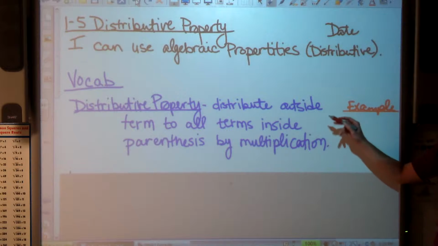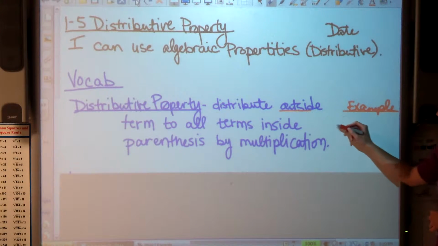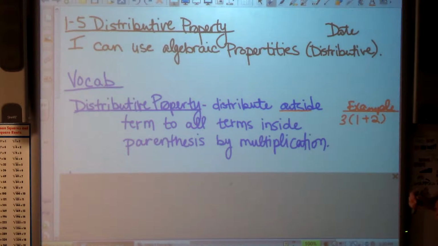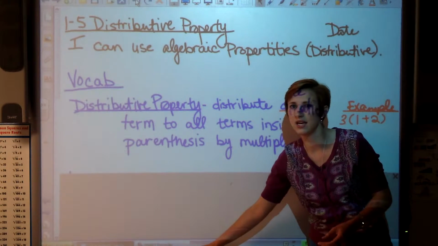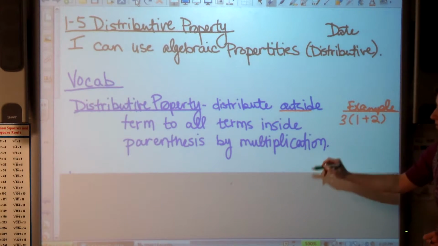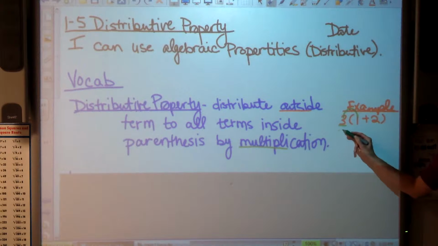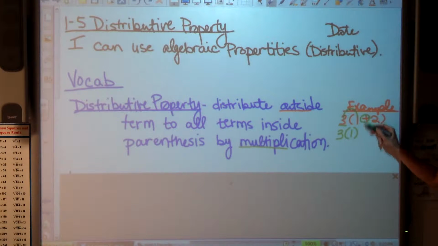So the distributive property, if I have something on the outside, an outside term, I'm going to pick 3. And then I have a parenthesis and I have numbers inside there like 1 plus 2. What I do to show the distributive property is multiply the outside term to everything inside. So I have to say 3 times 1, and I'm going to use parentheses to show the multiplication. So 3 times 1. I drop down my plus sign and I distribute again. 3 times 2.